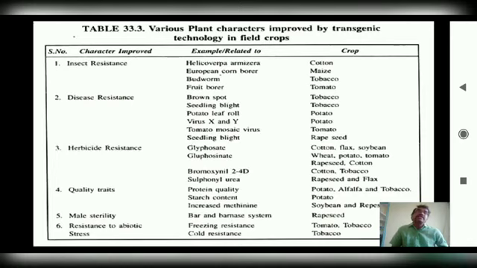And you can increase the quality of these plants, particularly in potato and tobacco. You can increase the protein content, the starch content, etc. And some crops like tomato and tobacco also show tolerance to abiotic stresses.